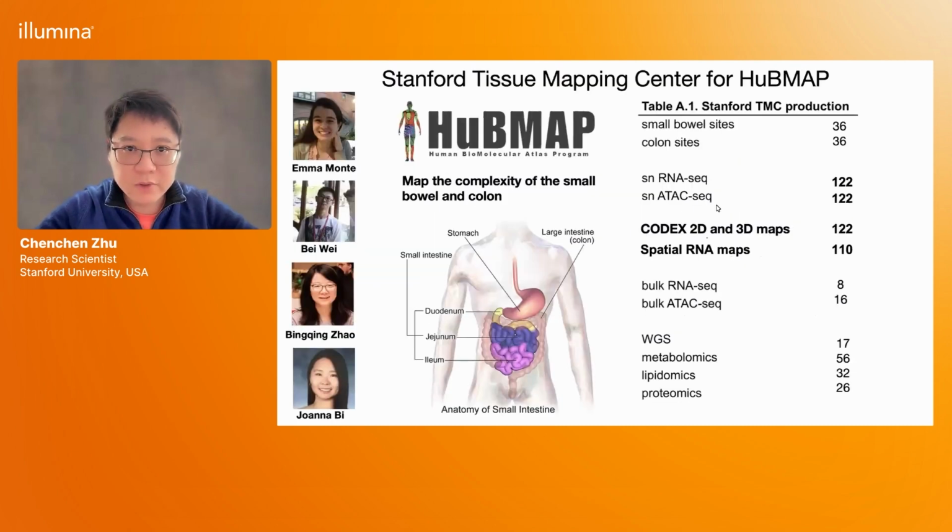And in Stanford, our tissue mapping center is part of the Human Biomolecular Atlas program. And our goal is really to map the complexity of the small and large intestine. And it's a really big effort from our group. Here I list some of the key contributors on the left. And our goal is to use different assays to understand what the tissue structure is and what the functional units are of the different sites across the intestine. Obviously, this has huge implications for building a reference map and can also contribute to how we understand disease states.